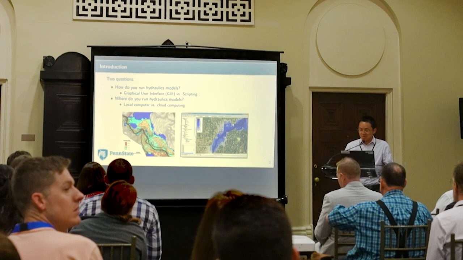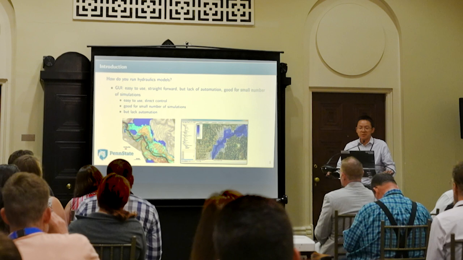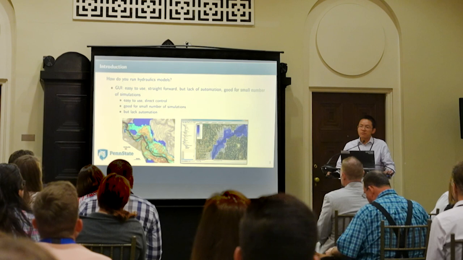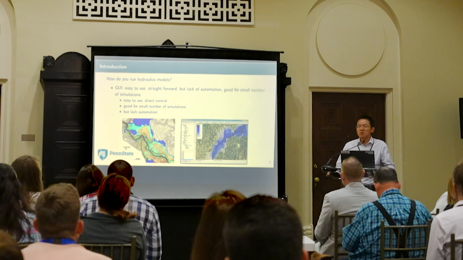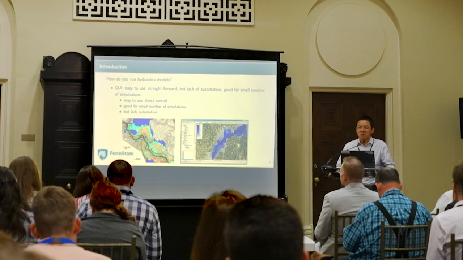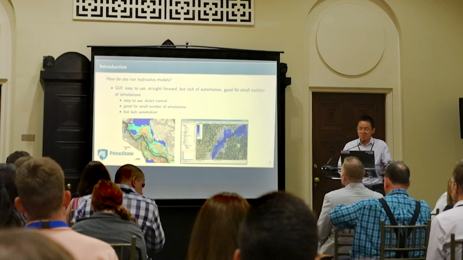So how do you run your hydraulics models? Well, you can use a GUI, a graphical user interface, like SMS or HEC-RAS. They have very nice graphical interfaces. It's pretty easy to use, straightforward, and good if you only want to run a small number of simulations. But the problem is it lacks automation. You always have to click and type, and it takes a lot of attention along the way. I have two pictures here. On the left is SMS, on the right is HEC-RAS. They're very familiar to all of you.